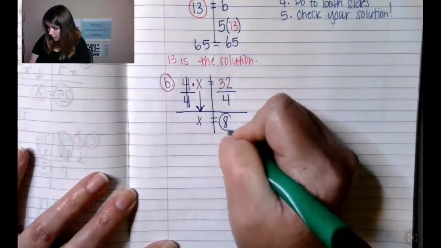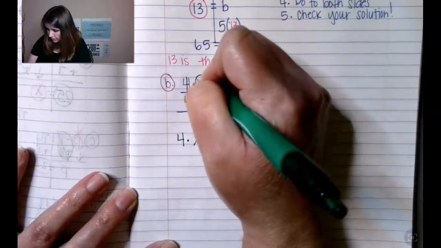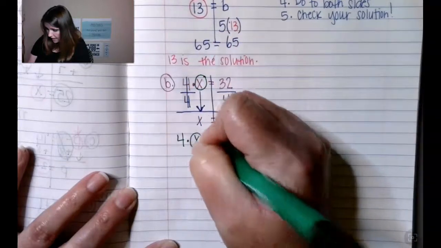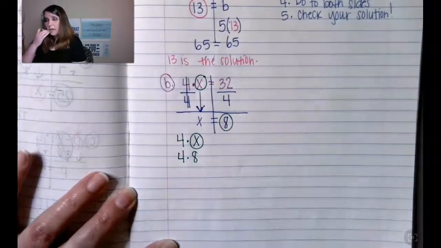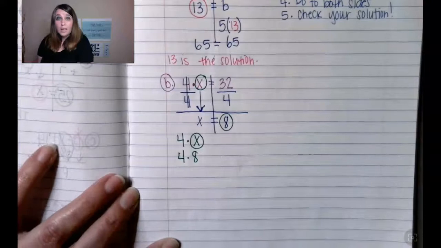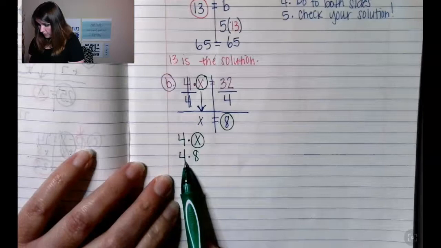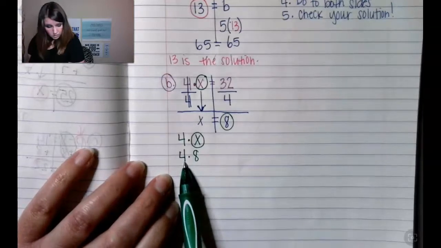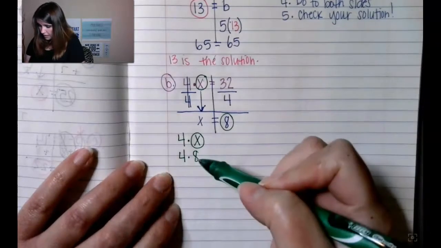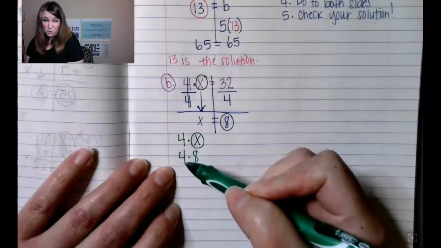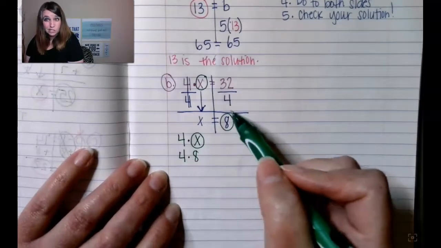Well, let's talk. 4 times x. So I need to put that 8 in there for the x. 4 times 8. Okay, I know that, what do I know? Well, let's think here. I know that 8 times 5 is 40, and 40 minus 8 is 32.